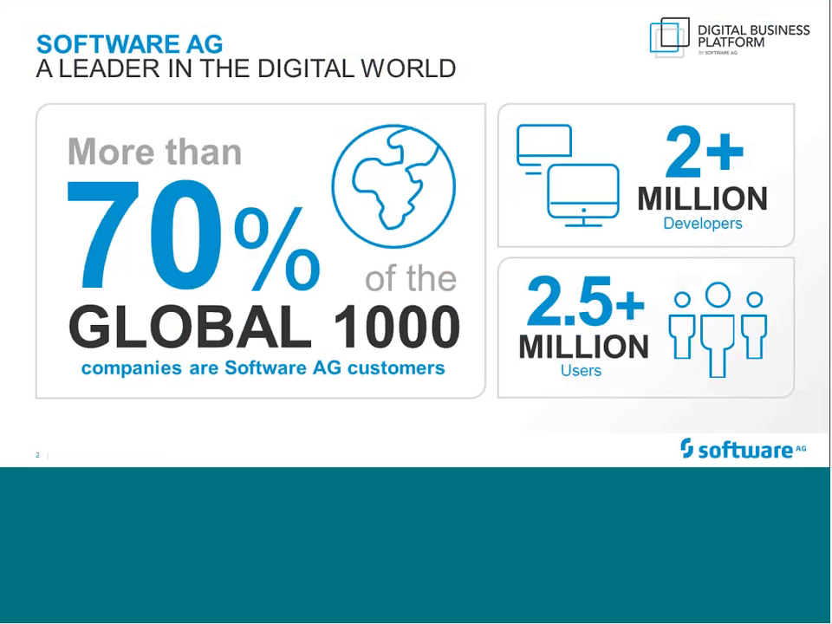Software AG has actually been around for quite a while. We've been around for 45 years, and we are used by many companies all over the world. In fact, more than 70% of the Global 1,000 companies use Software AG in some capacity. We have millions of developers building applications on our platforms, and we have millions of users who access our products for the purposes of doing their business and their everyday functions in their jobs. So we have a lot of people that are engaged with Software AG on many different levels.